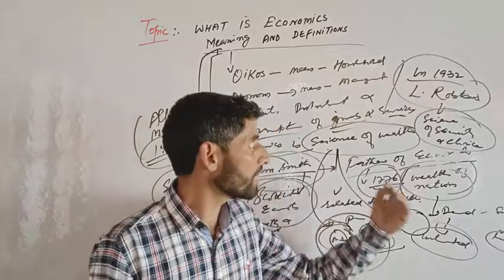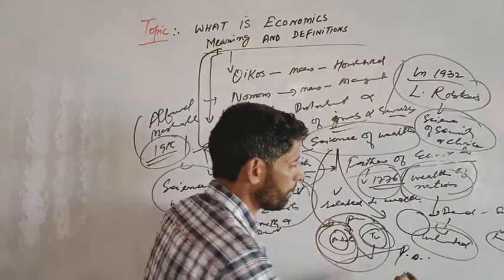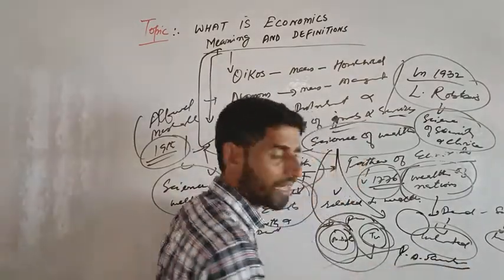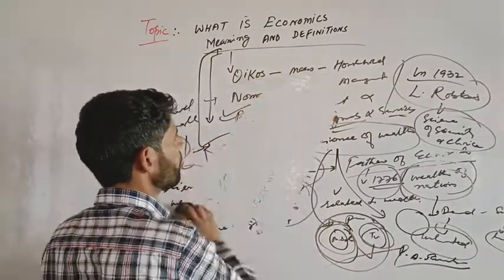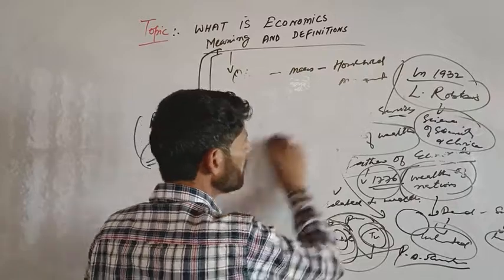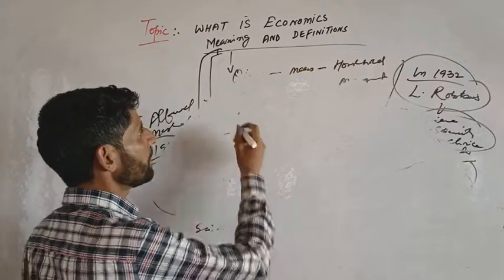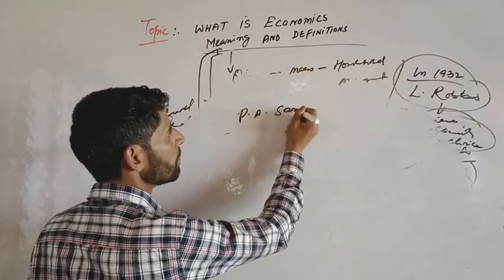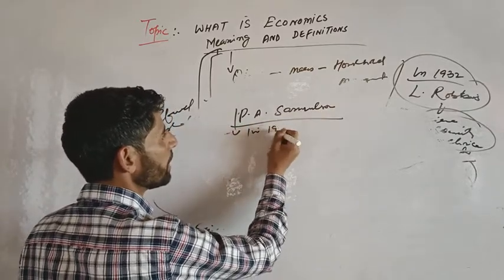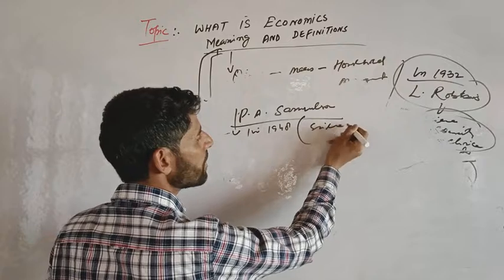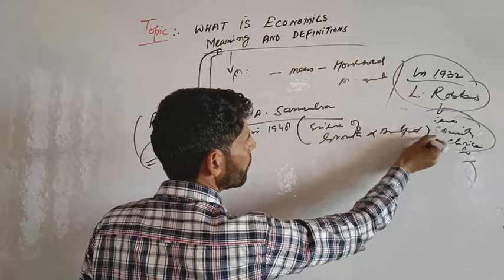Economics is also known as defined by P.A. Samuelson, an economist, in 1948. He defines economics. He says that economics is a science of growth and development. P.A. Samuelson defines economics in 1948 as a science of what? It's a science of growth and development. Science of growth and development.